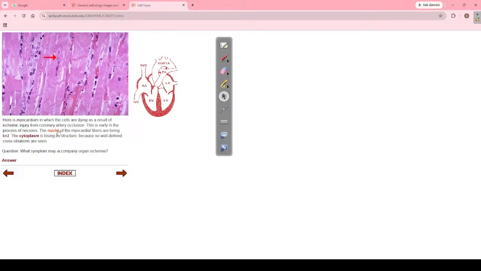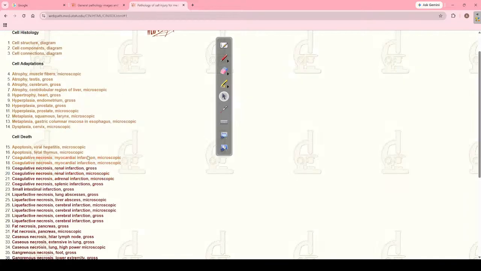The nuclei of the myocardial cells are being lost. You can see that there are just fibers. There are no nuclei in this myocardium, for example, and the cytoplasm is also losing its structure, and there are no cross striations, which are very much seen in heart tissue. One of the questions is, which symptom may accompany organ ischemia? In this organ, angina. Yeah. Pain, right? Visceral pain, deep visceral pain.